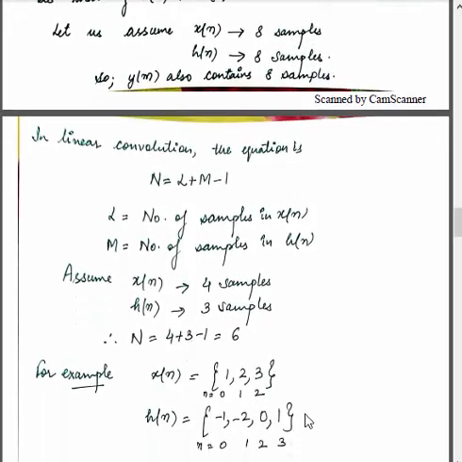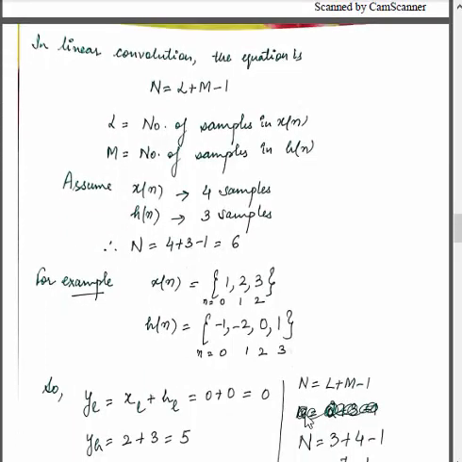Let's take one more example. Now, for example, x of n is 1, 2, 3 and the h of n sequence is minus 1, minus 2, 0, 3. So in linear convolution, our first step is to find out the range of n and k. First is the range of n. In the x of n sequence, the range of n is 0, 1, 2, because x of n has 3 samples. h of n has 4 samples, so the range of n is 0, 1, 2, 3.